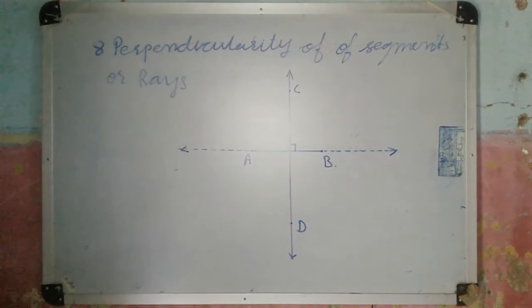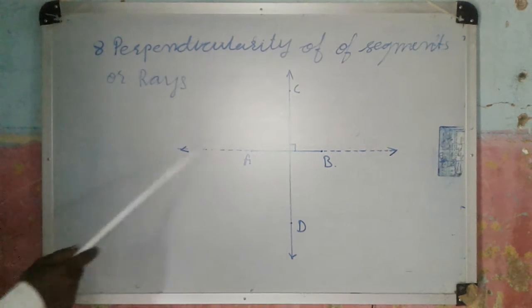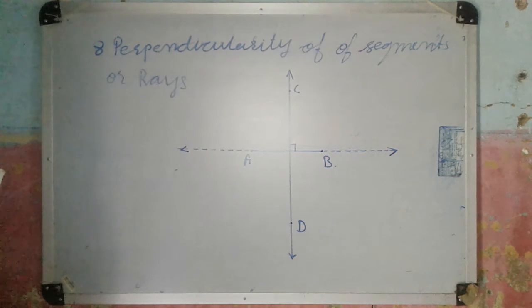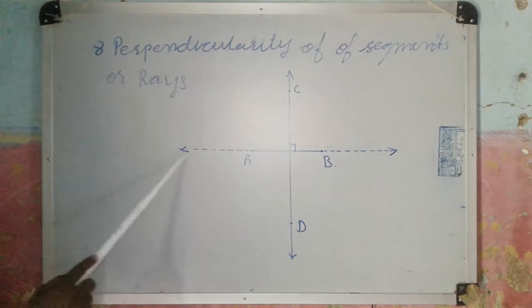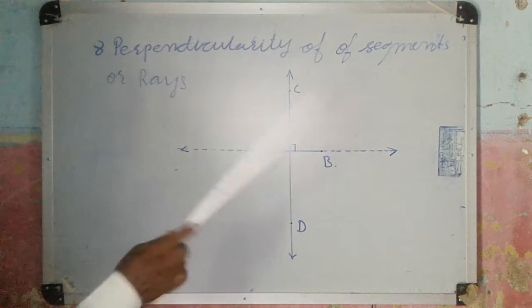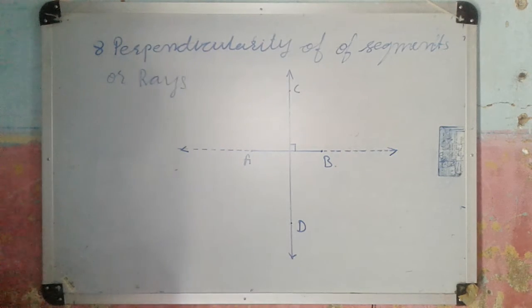That means each line contains segments or rays. If the lines containing two segments, two rays, or a ray and a segment are perpendicular to each other, then the two segments, two rays, or the segment and the ray are said to be perpendicular to each other.